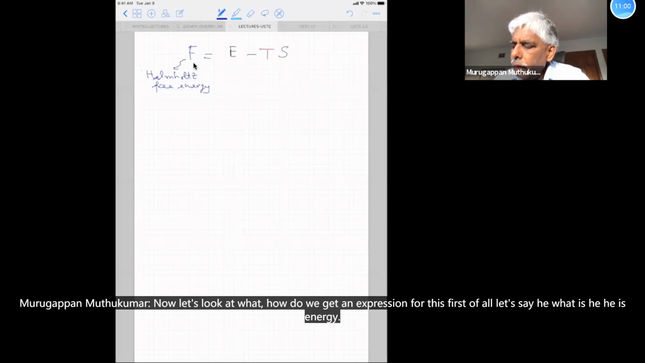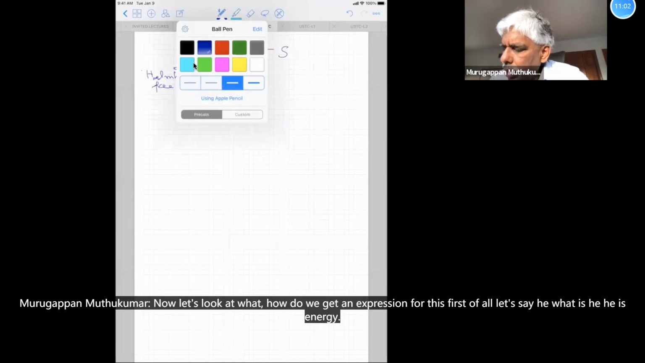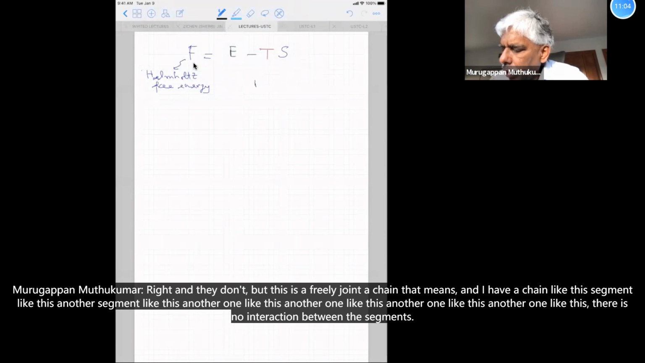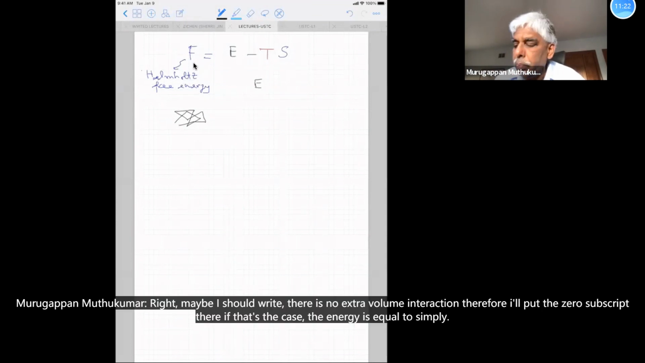First of all, let's say E. What is E? E is the energy, right? And remember, this is a freely jointed chain. That means I have a chain like this, a segment like this, another segment like this, another one like this, and so on. There is no interaction between the segments, right? Maybe I should write there is no excluded volume interaction. Therefore, I'll put the 0 subscript there.